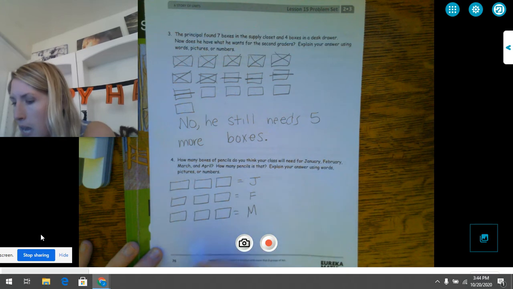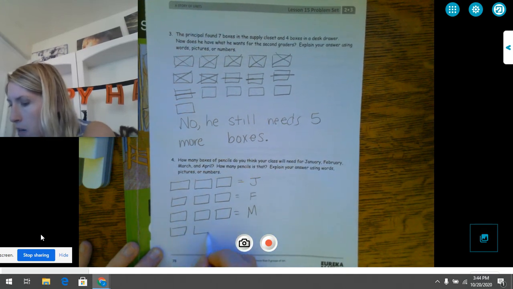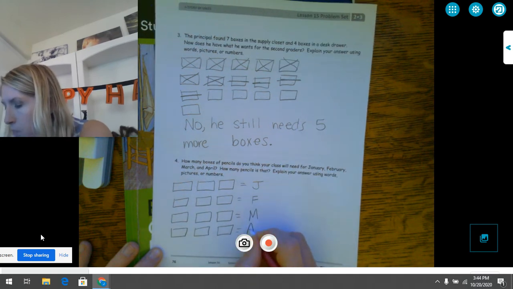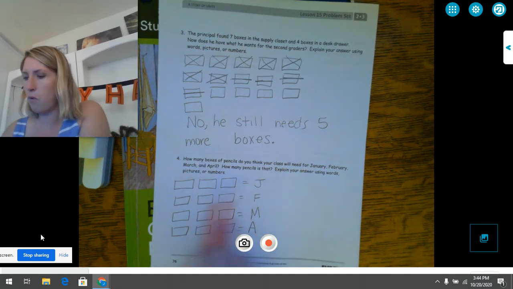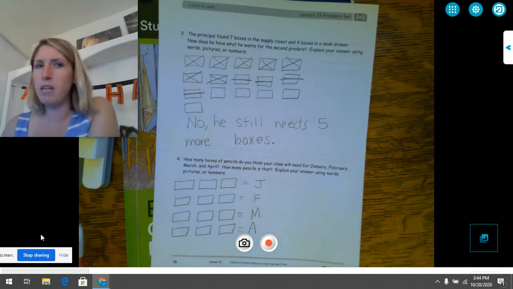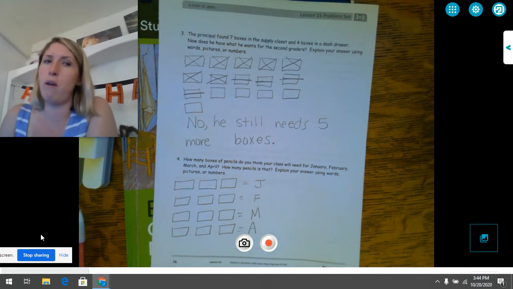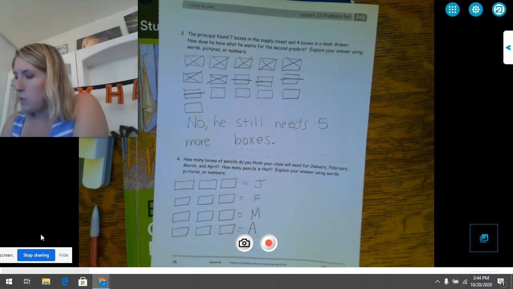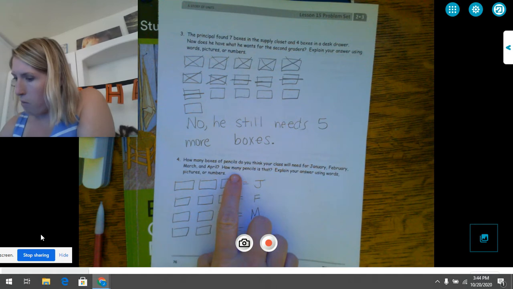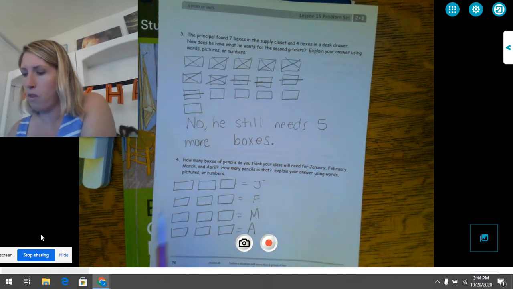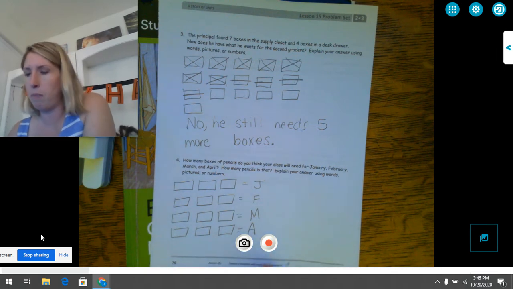And the last one is April. So let's say we need 3 boxes of pencils for A for April, okay? So they asked us about these 4 months, so January, February, March, and April. And we're gonna guess that we probably need about 3 boxes of pencils per month so that each student could have a new pencil for the month, okay? So how many boxes of pencils do you think your class would need? Well, this is what we decided is how many boxes of pencils we would need.